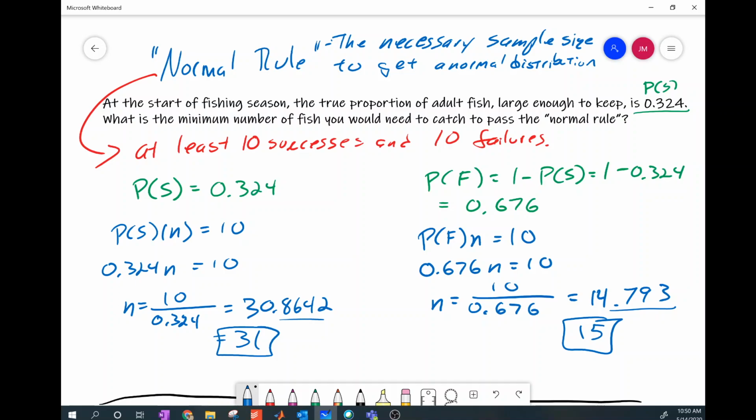Now, which number am I going to use? Do I have to do 15 trials or do I have to do 31 trials? Alright, well, this is the larger number, so we're going to have to do that. Because if I did 15 trials, I'll get 10 failures, but I won't get 10 successes, right? If I go 15 trials, I'll have 10 failures, and that means 10 minus 5 is 5 successes. And that's not good. We can't have 5 successes.